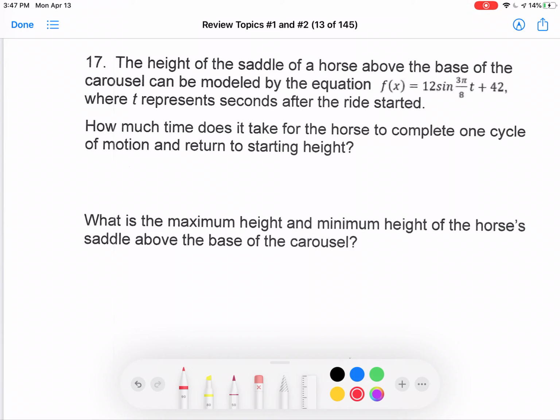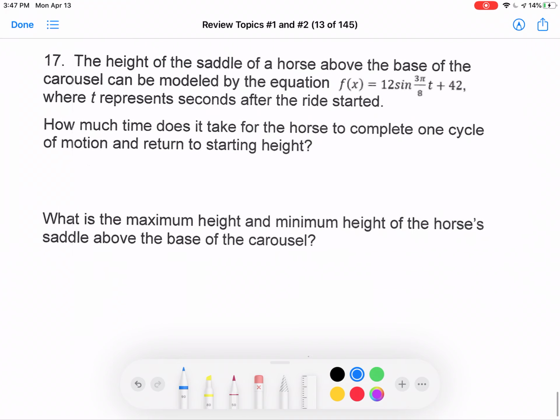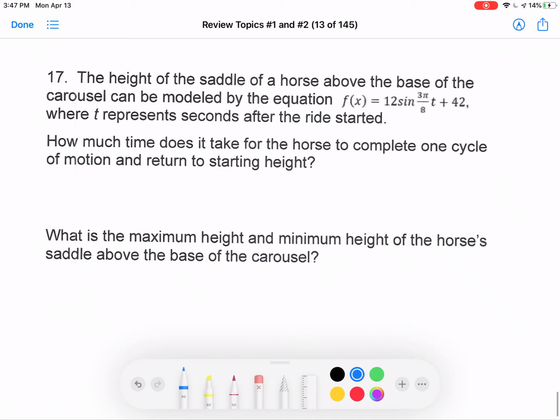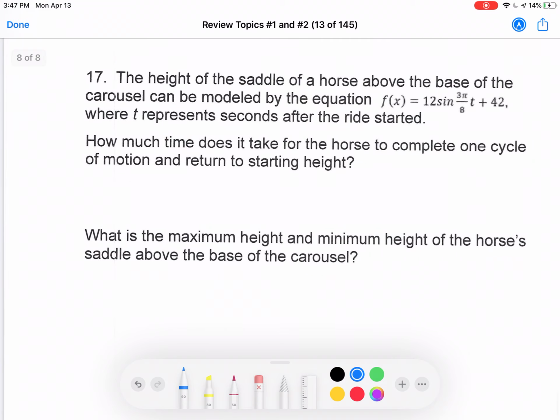Okay, so 17, it says the height of the saddle of a horse above the base of the carousel can be modeled by this equation, where t represents seconds after the ride started. How much time does it take for the horse to complete one cycle? So, oh boy. What is this? This is crazy here today.